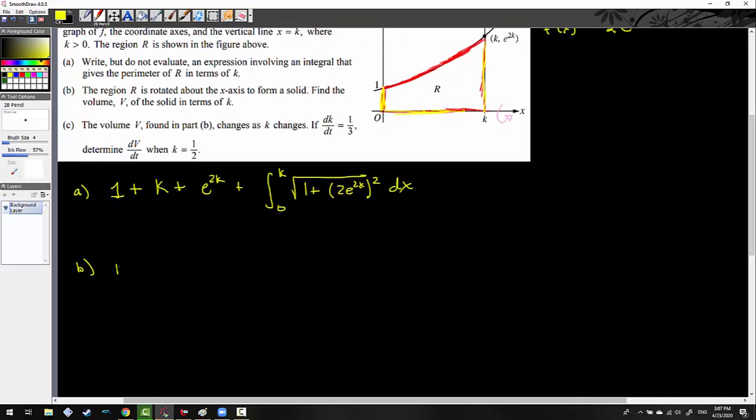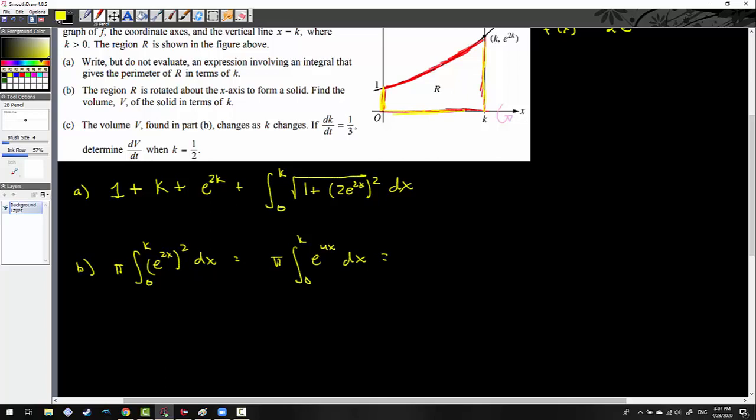So I can go ahead and call it pi times the integral from 0 to k of e to the 2x, squared, dx. Before I integrate, I'm going to simplify, so that's going to be pi times the integral from 0 to k of e to the 4x dx. I keep doing that. Darn it, it's not e to the 4k. You know what it is? I keep thinking about sequences and series. I think that's why I keep putting k's into those exponents.